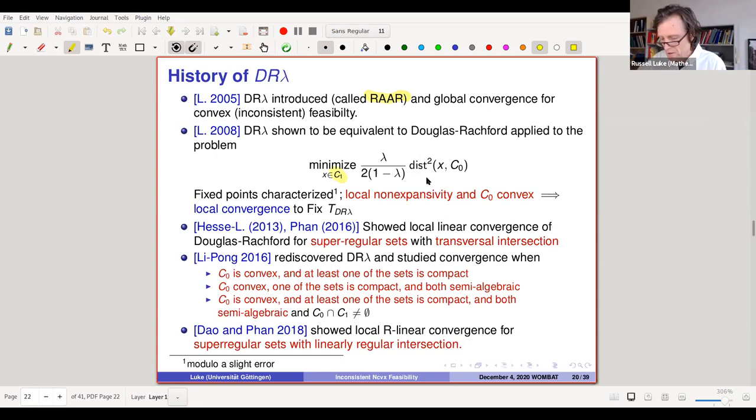The algorithm corresponds to this optimization problem, in fact, exactly Douglas-Rachford applied to this problem. And you can show that this has fixed points, and you can characterize the fixed points in terms of best approximation points between C1 and C0. That's what I did in 2008. And then Robert Hesse and I were able to show convergence of Douglas-Rachford if the set of fixed points is strongly regular, or if the sets intersect strongly regularly, but where we had to require that one of them was an affine subspace or something.